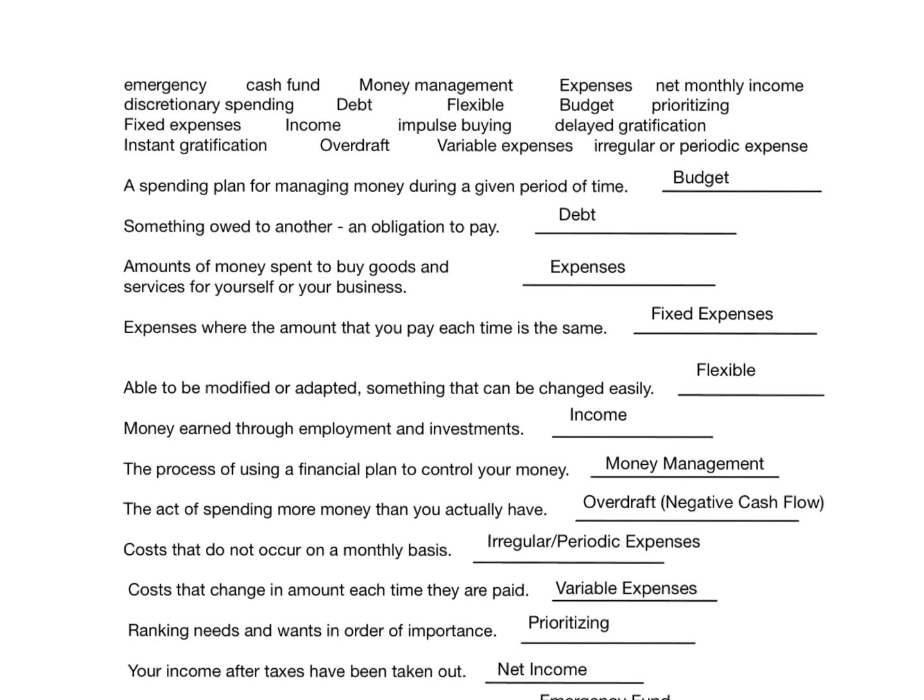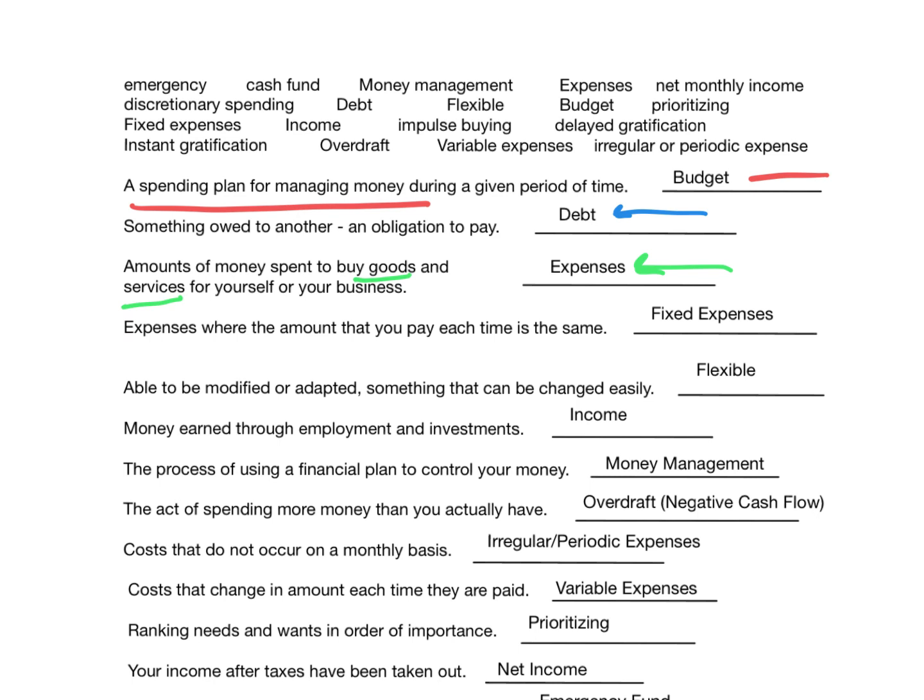Now we have some definitions that we talked about in the budgeting section of our course. Well, a budget is the spending plan for managing money. So that's going to be known as a budget. Something owed to another, an obligation to pay. Those are your debts. Amount of money spent to buy goods or services. We just talked about fixed, variable, and irregular or periodic expenses. Well, that's just the definition of expenses.